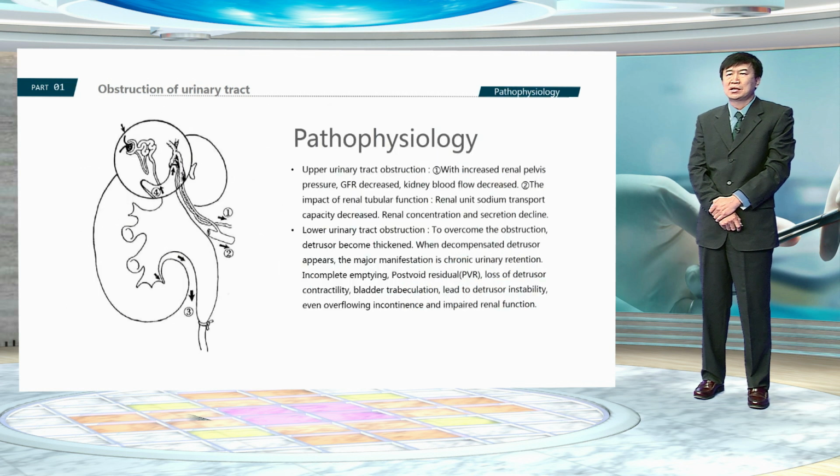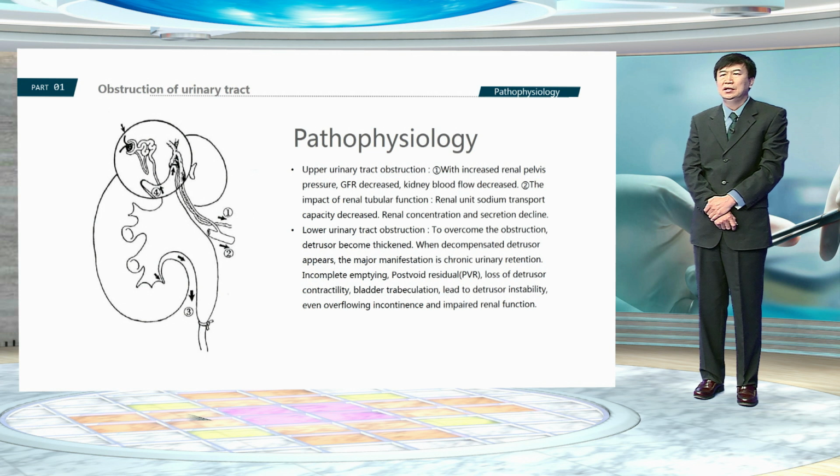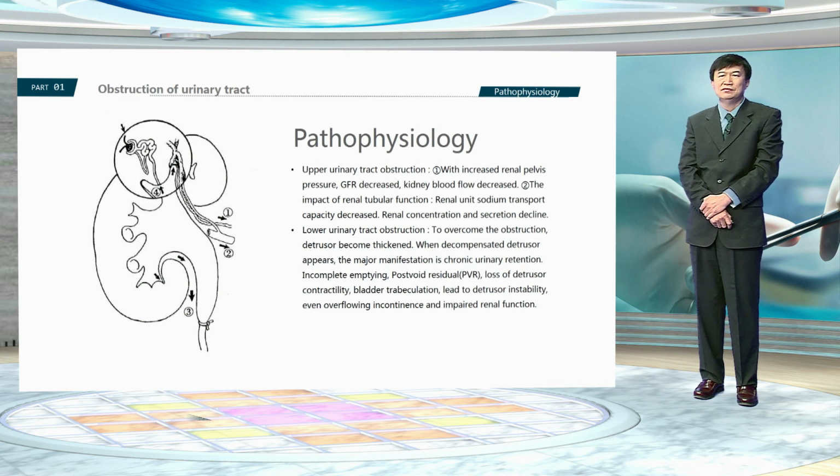Upper urinary tract obstruction can increase renal pelvic pressure, and cause the glomerular filtration rate and kidney blood flow to decrease. It can influence the renal tubular function, leading to decreased renal unit sodium transport capacity and declined renal concentration and secretion function.